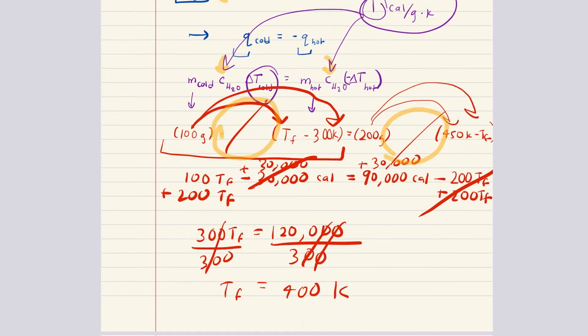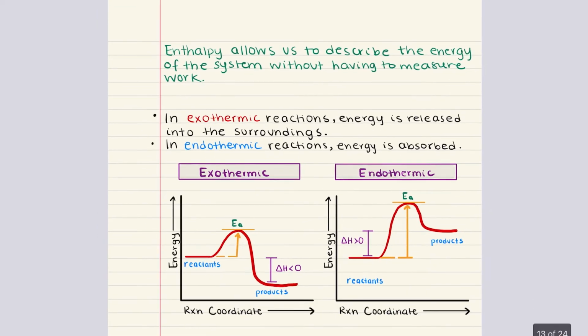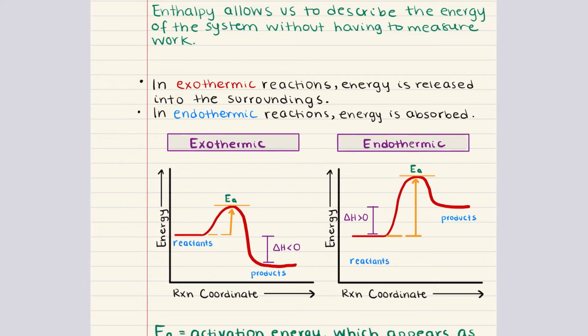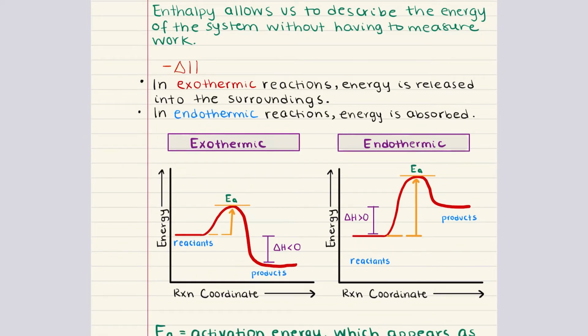Wonderful. Now, the next thing we want to continue to elaborate on is endothermic versus exothermic reactions. Earlier, we said that if a process releases heat, then the sign for delta H is going to be negative, and that reaction is considered exothermic. On the other hand, if a process absorbs heat, then the sign of delta H is going to be positive, and that process is going to be considered endothermic.